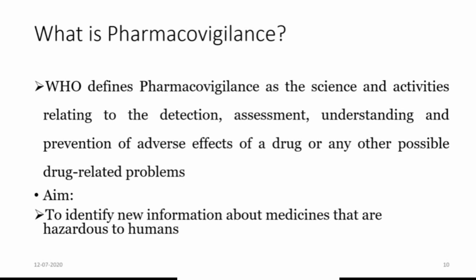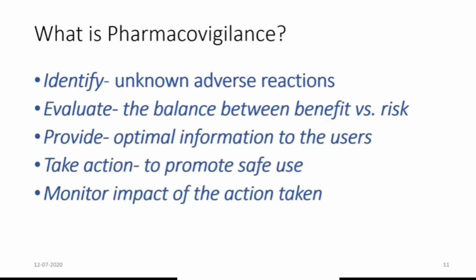What is the actual definition? The primary body which manages the drug safety database is WHO, the World Health Organization. WHO defines pharmacovigilance as the science and activities relating to the detection, assessment, understanding, and prevention of adverse effects of the drug or any other possible drug-related problem. It aims to find new information about medicines that are hazardous to humans. What actually are the pharmacovigilance processes? They are designed to detect, identify, evaluate, provide, take action, and monitor.